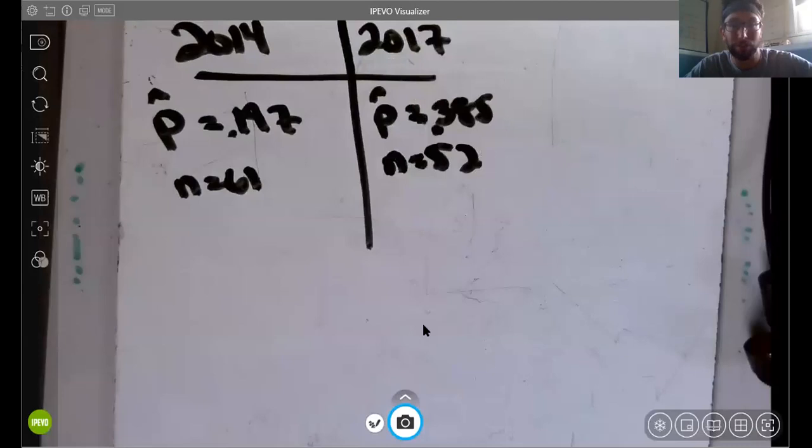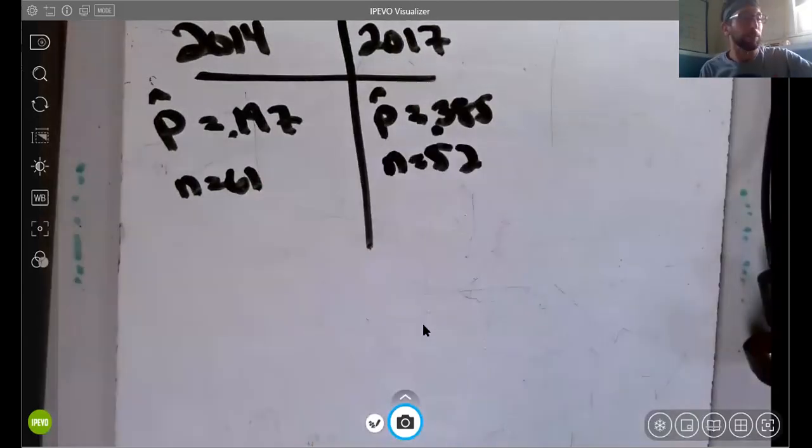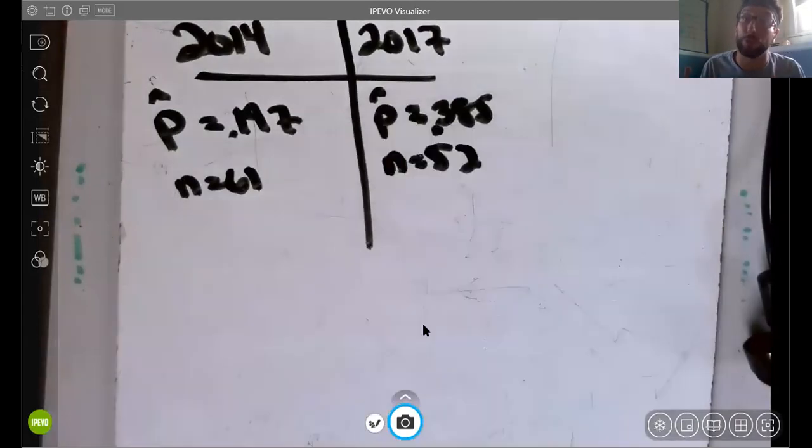Now, some of us might look at these 2 numbers and be like, yeah, 38.5 is bigger than 19.7%. Duh. But remember, these might just be different because of natural sampling variability. So we want to know if there's a statistically significant difference, and that's why we need our hypothesis test.